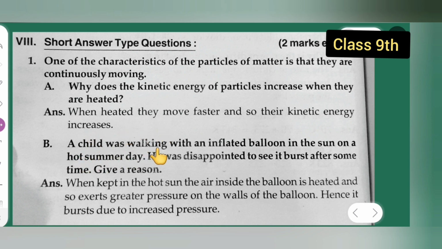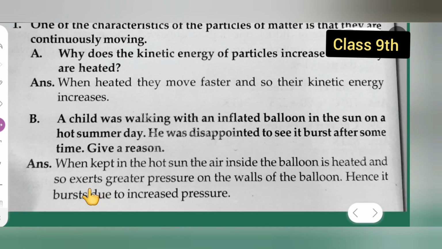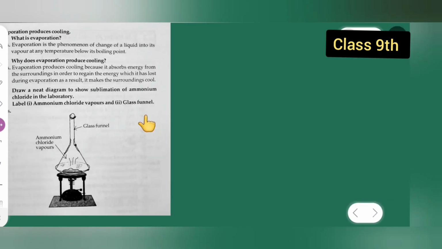A child was walking with an inflated balloon in the sun on a hot summer day. He was disappointed to see it burst after some time. Give reason. Answer is, when kept in the hot sun, the air inside the balloon is heated and so exerts greater pressure on the walls of the balloon, hence it bursts due to increased pressure.